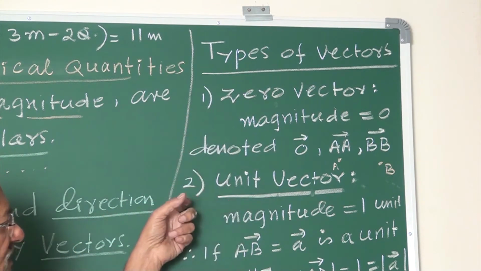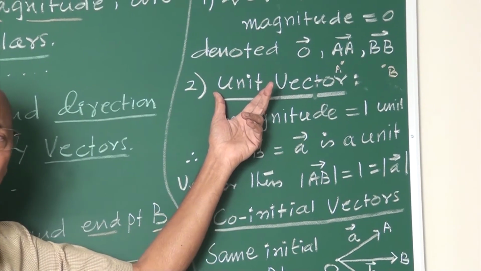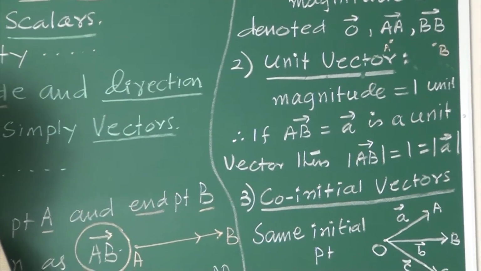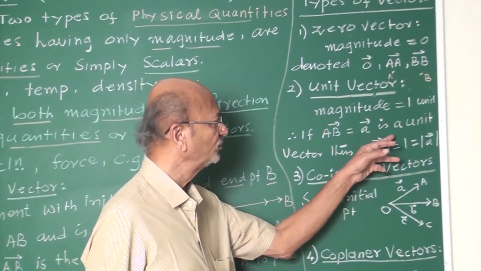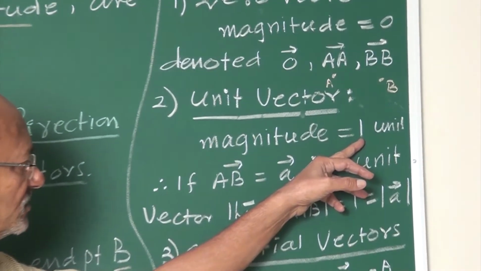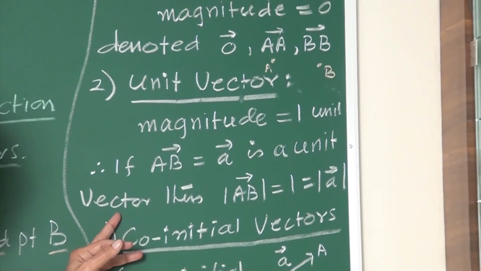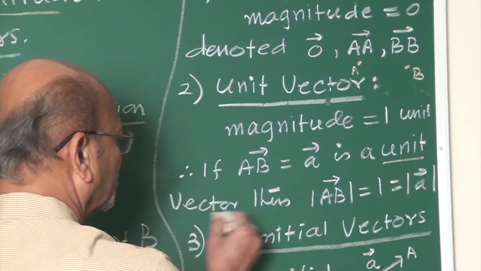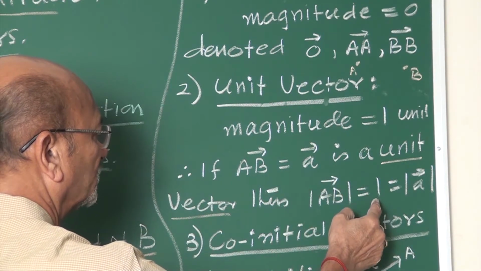Second is a unit vector. Unit means what, my friends? 1. A vector whose magnitude is 1 unit, then that vector is known as a unit vector. If vector AB equal to a is a unit vector, if you mention it is a unit vector, my friends, then its magnitude is 1. Again, magnitude of the vector a is 1.